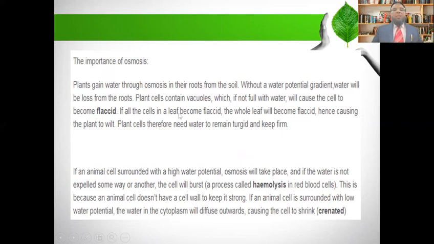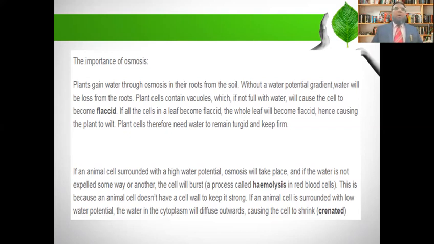If all the cells in the leaf become flaccid, the whole leaf will become flaccid, hence causing the plants to wilt. Plant cells therefore need water to remain turgid and keep them firm. If the plant cell takes water, it becomes rigid, it becomes turgid, and it becomes firm, due to which its shape is maintained.